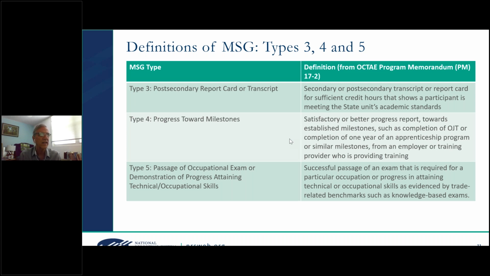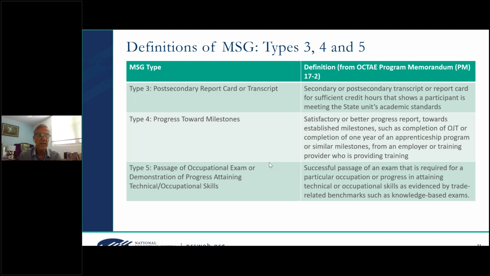Now, Adult Ed doesn't really have these, so those are written for labor. But we'll get back to this in a minute. You need to think about what those milestones might be, and that's one of the tricks here, to develop the appropriate milestones for your type of service and type of participant in partnership with your employer. And the fifth type from the definition is successful passage of an exam required for a particular occupation, or progress in attaining the technical or occupational skills related to trade benchmarks, such as knowledge-based exams.